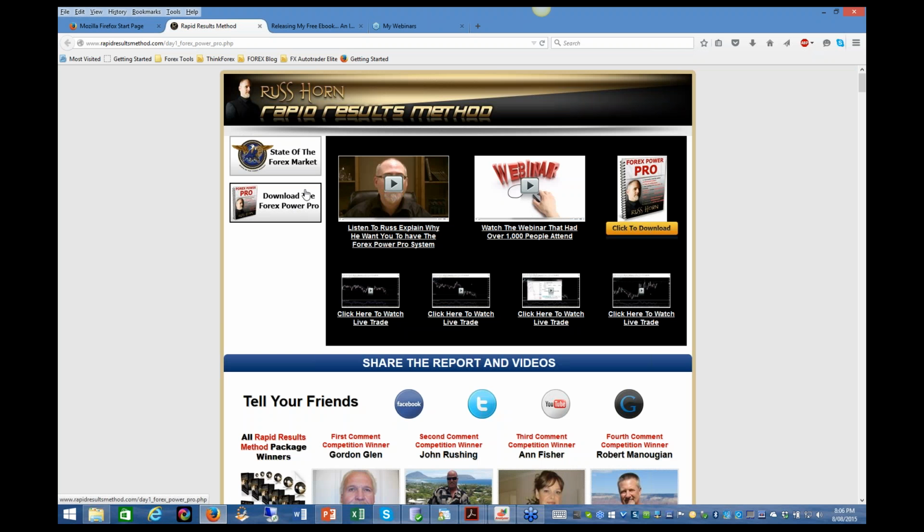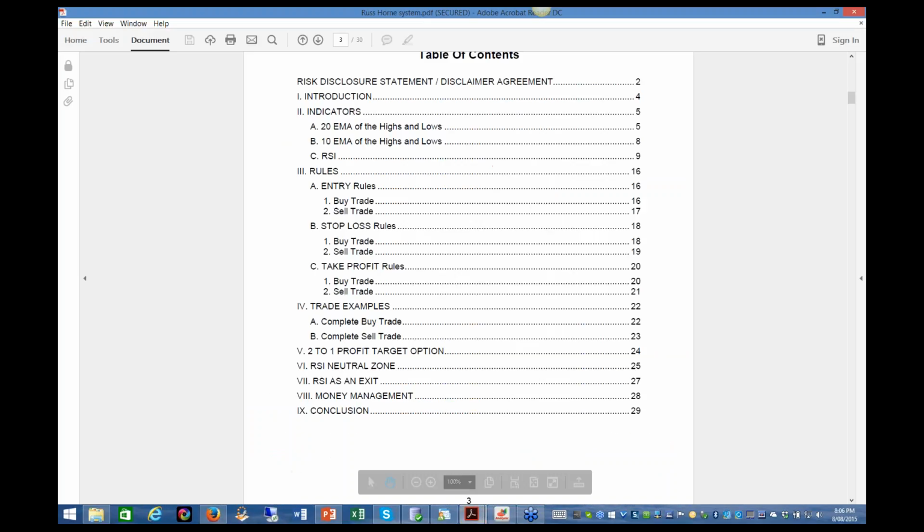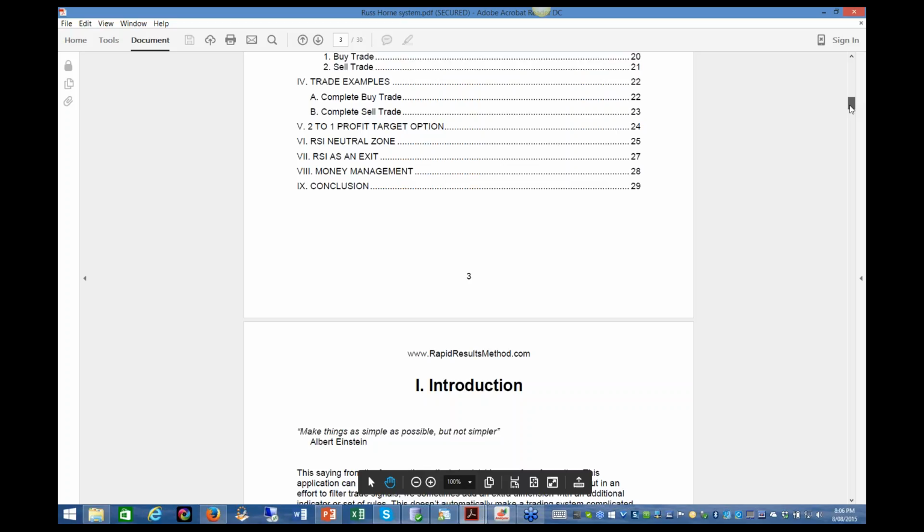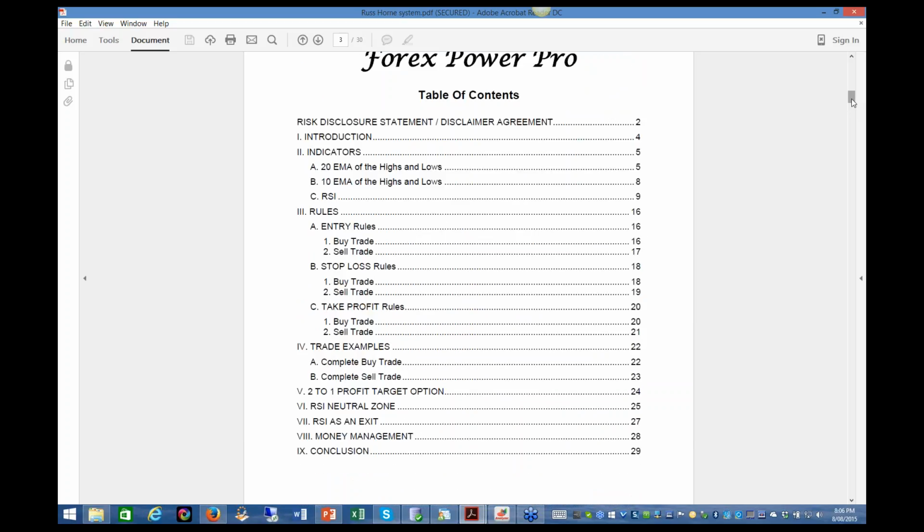This was the Forex Power Pro, the website rapidresultsmethod.com, where you can download the Forex Power Pro PDF. This was the PDF that you can download. And as you see, it uses the 20 EMA of the highs and the lows and the 10 EMAs of the highs and the lows.